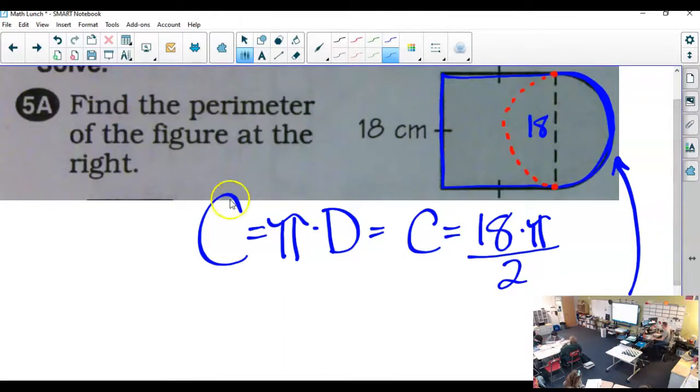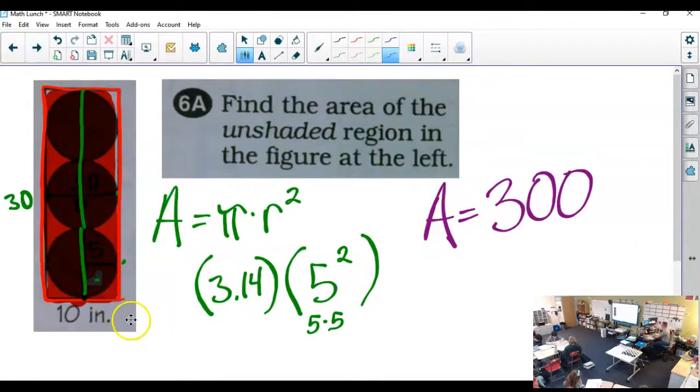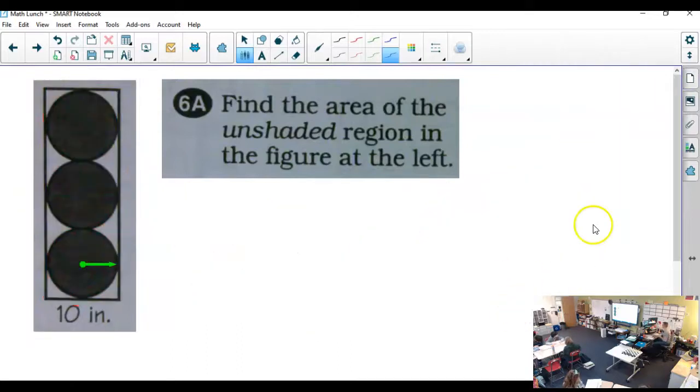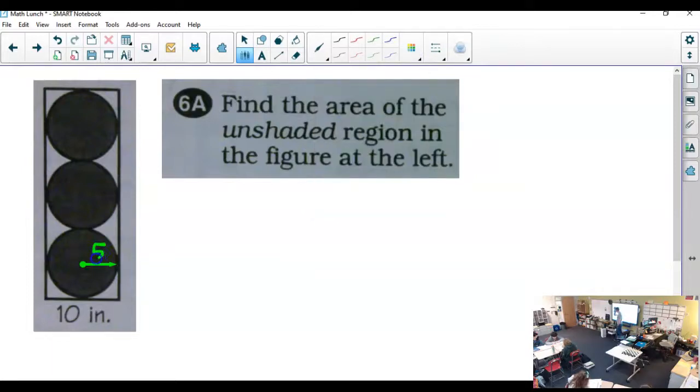6A was very difficult if you haven't ever thought like this. So in 6A, and I'm actually going to clear the ink from the page, the trapdoor is that 10 is what piece of your circle? Yeah, it is the diameter. So if that 10 is your diameter, what is the radius of the circle? 5.